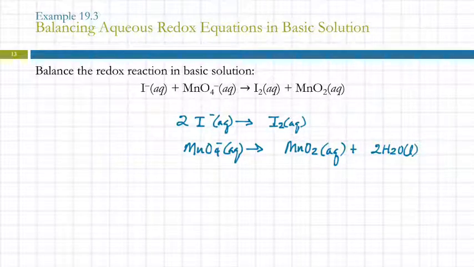Then I have to balance the hydrogens. So I have 4 hydrogens over here, so I'm going to add 4 hydrogen ions over here. So now I have my mass balance.